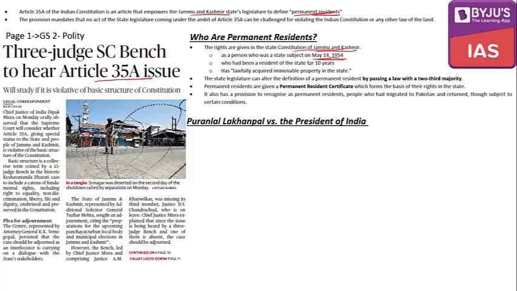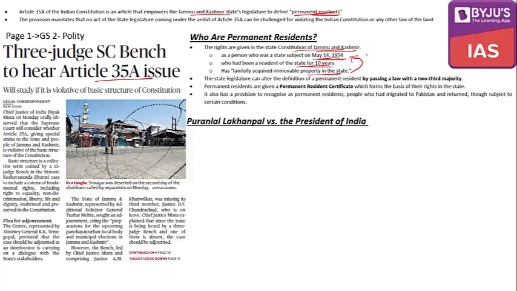Then apart from that, it says who had been a resident of the state for 10 years. So if any person has been a resident of that particular state for 10 years, then he is entitled to become a permanent resident. At the same time, has lawfully acquired immovable property in the state with reference to this particular date, then such a person is called a permanent resident.